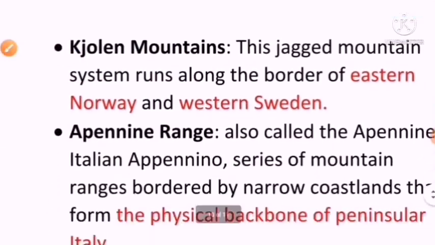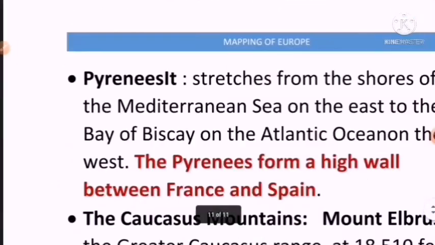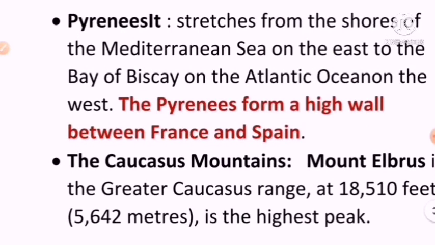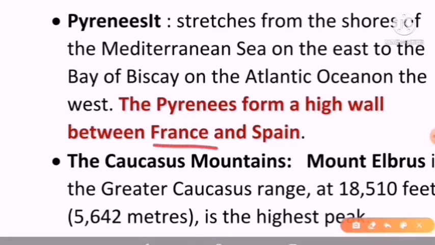Next important mountain is the Pyrenees. The Pyrenees stretch from the shore of the Mediterranean Sea on the east to the Bay of Biscay on the Atlantic Ocean on the west. The Pyrenees form a high wall between France and Spain.